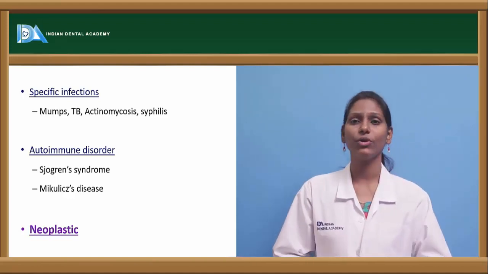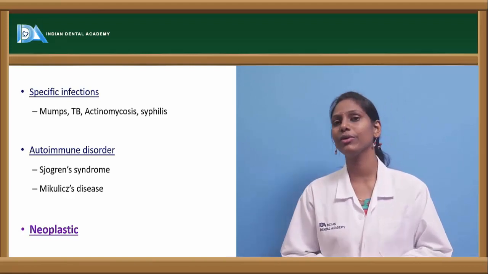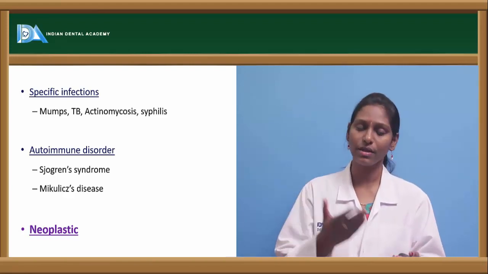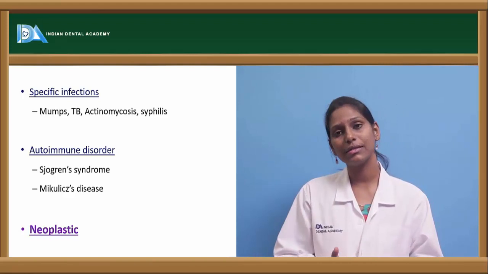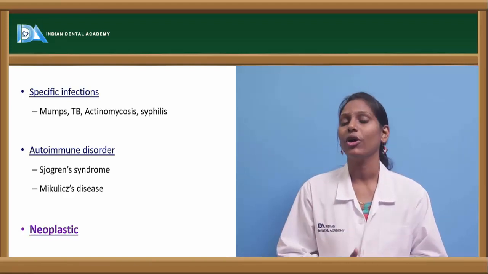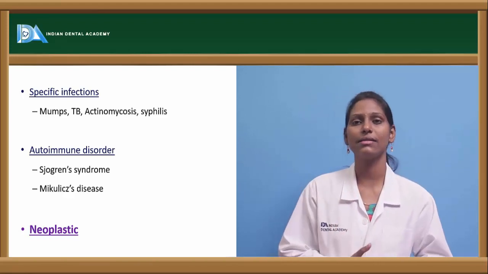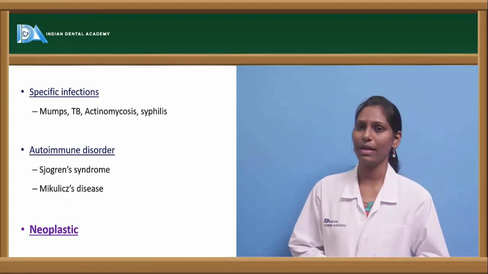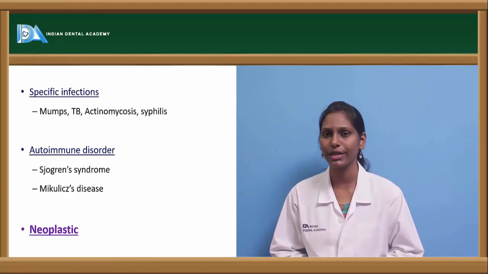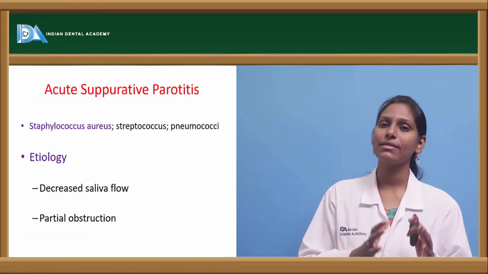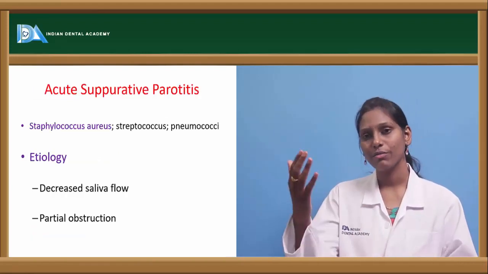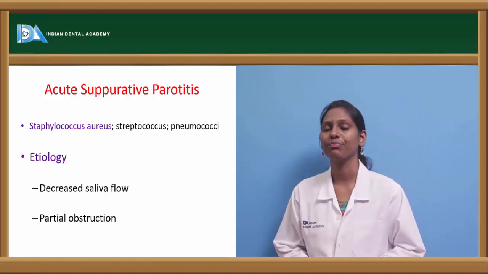Next, we are talking about autoimmune disorders. In autoimmune disorders, as we have already discussed, Sjogren syndrome and Mikulicz disease are some of the autoimmune conditions which will affect your salivary glands, resulting in decreased salivation. Next is neoplastic. Another broad classification which we are talking about is neoplastic. We will be discussing some of the important conditions among this in the following presentation.